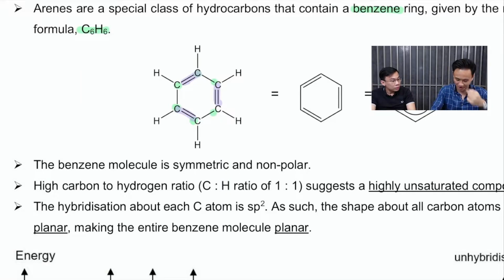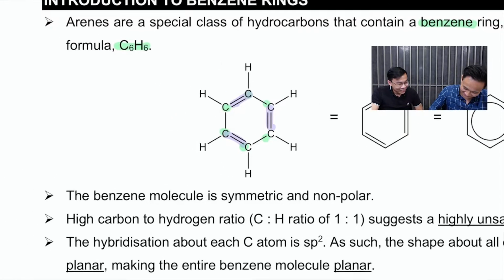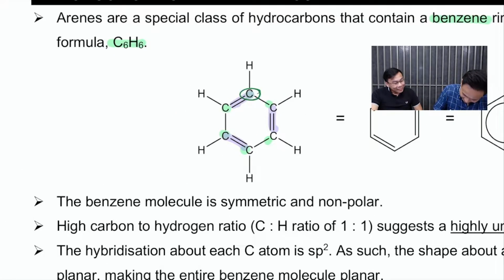Now, Yap Chen, you're going to be my student today. I'm going to ask you a question. So this carbon atom here, can you tell me how many bond pairs, how many lone pairs? 3 bond pairs, 0 lone pairs. Very good, right? 3 bond pairs, 0 lone pairs. Hybridization, please. sp2? Very good, sp2.